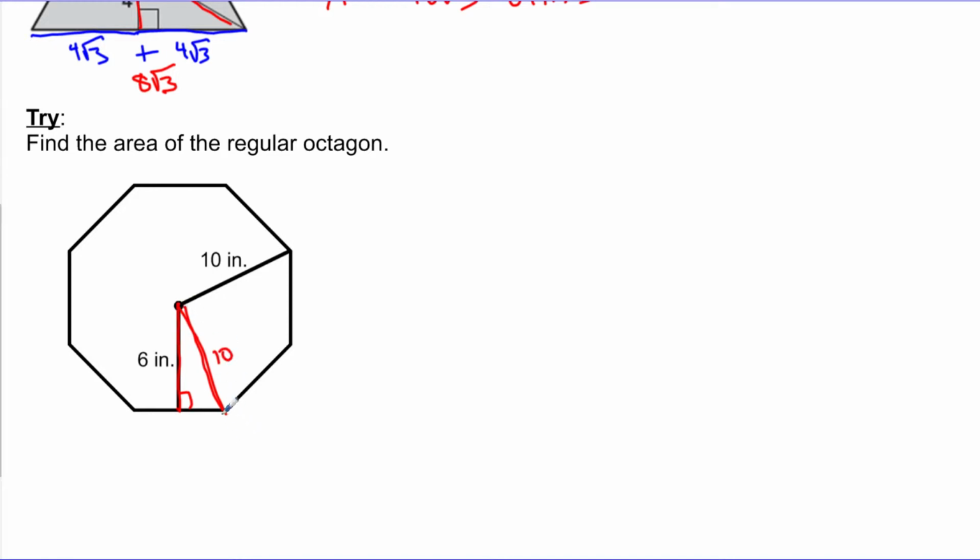From the center to a vertex, it doesn't matter to which vertex, it's the same. Okay, so that's one thing. I've made my right triangle.